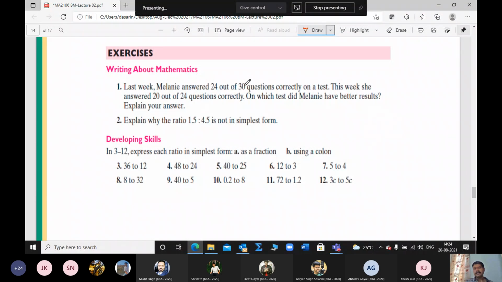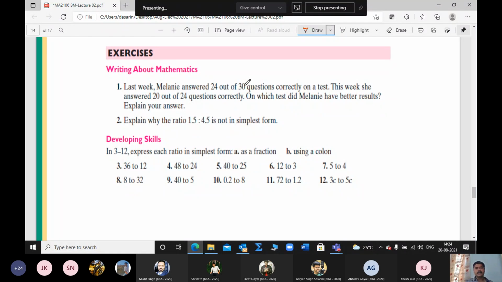The next week, another exam was conducted, where only 24 questions were asked in the question paper. Out of those 24 questions, 20 were correct. So I repeat, in the first test, Melina answered 24 questions correctly out of a 30-mark paper. In the second test, Melina answered 20 correctly out of 24 questions.